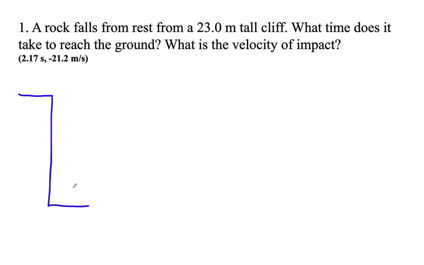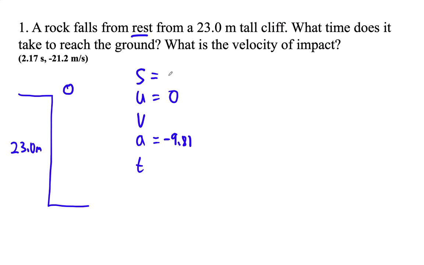down is negative. So this cliff is 23 meters tall, but the displacement of the rock from rest, presumably, is going to be down 23. So we're going to go S. Our acceleration is negative 9.81. Our initial velocity is 0 because it's from rest.